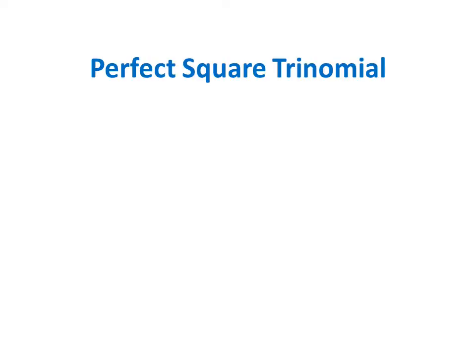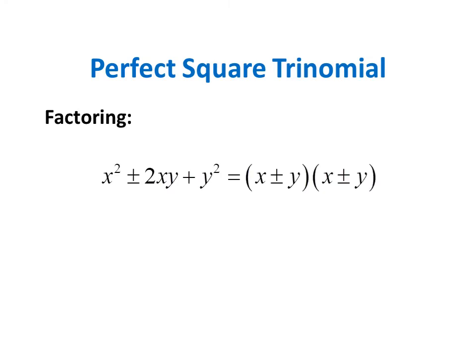Based on the above derivation, the factors of a perfect square trinomial consist of two binomials, two identical binomials, in which the terms are the square roots of the first and the third terms in the given trinomial, such that x here is simply the square root of x squared, y here is the square root of y squared.